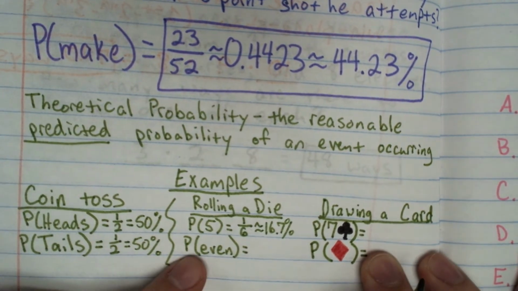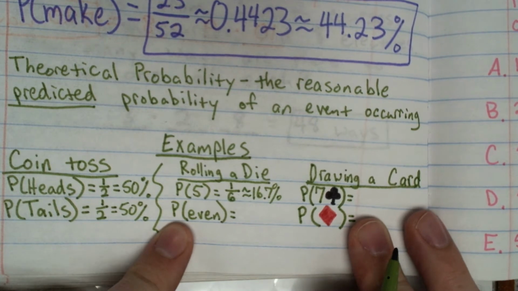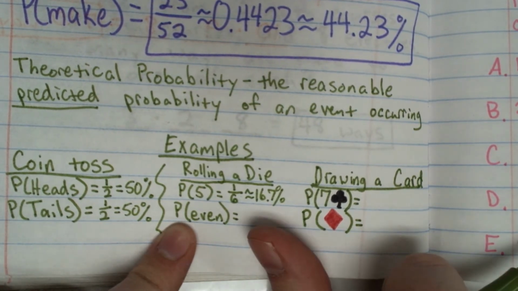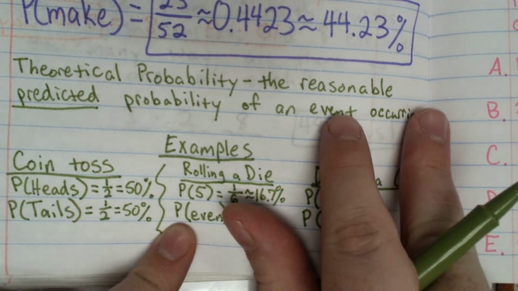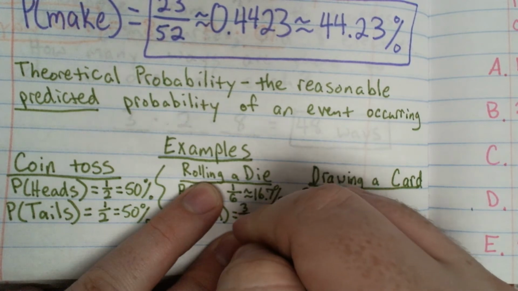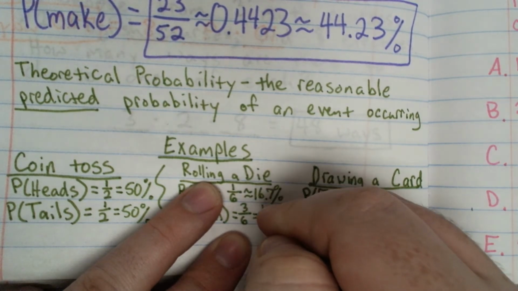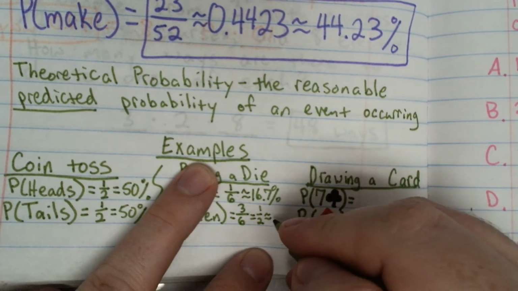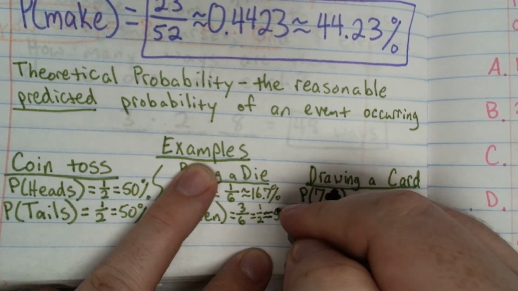The probability of an even number is a little bit different. So there are 3 even numbers on the die, 2, 4, and 6. There are 6 sides to the die, so it's 3 out of 6, which is 1/2, or 50%. That's exactly equal to 50%, actually.